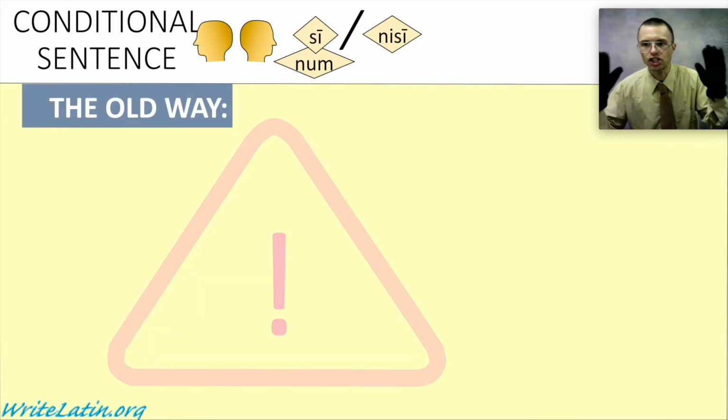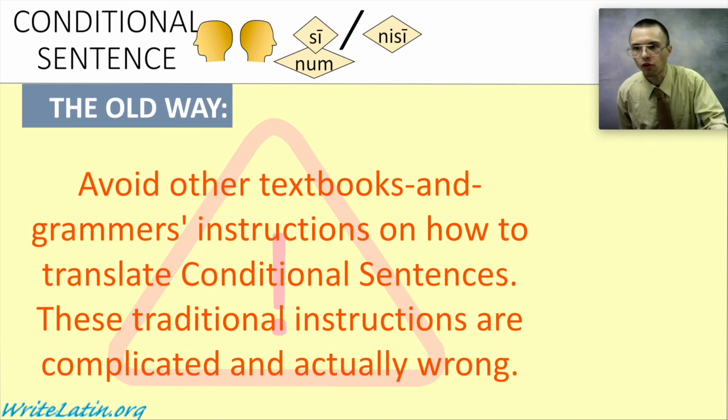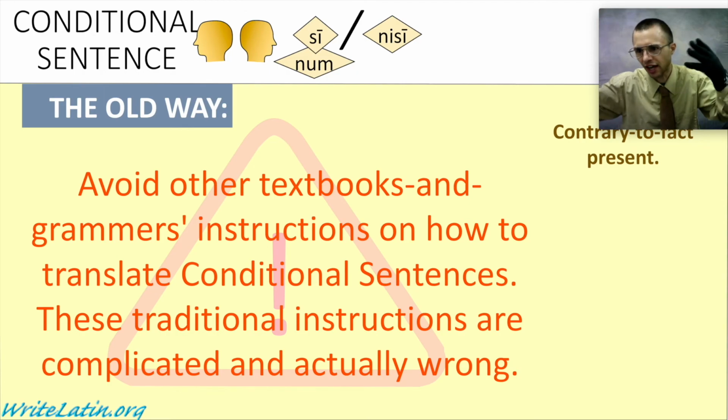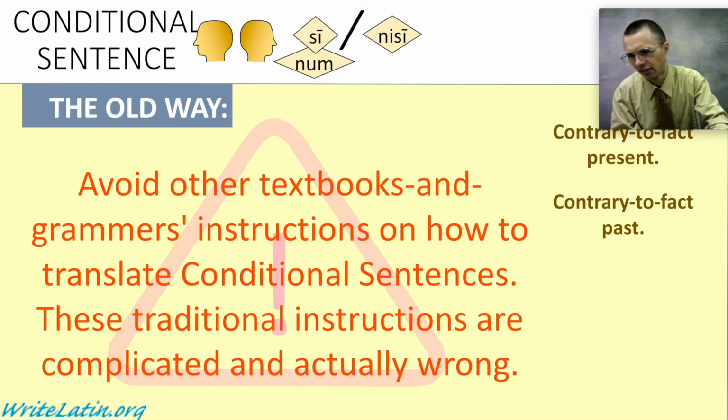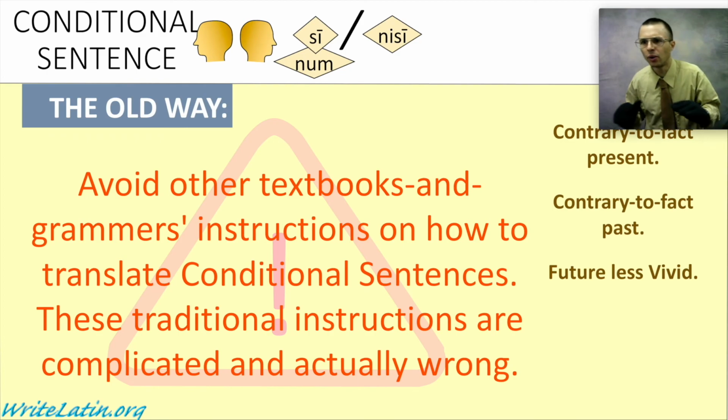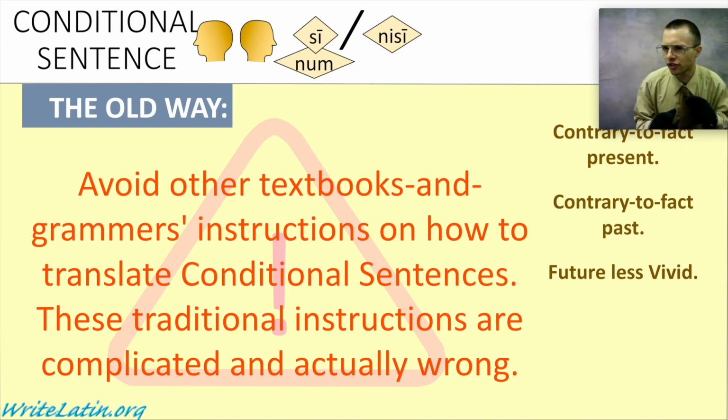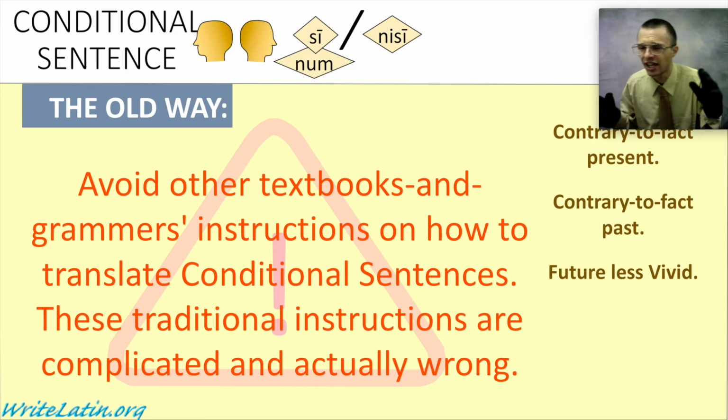All right, so a general warning. Avoid other textbooks and grammar's instructions on how to translate conditional sentences. They are wrong and confusing. And they will label different kinds of conditional sentences as, oh, well, this is a contrary to fact conditional sentence. And this is a future less vivid conditional sentence. And you'll be reading this and think to yourself, oh boy, I need to memorize these terms, and then I need to memorize which ones are future less vivid and which ones are contrary to fact present, and you'll have a conniption trying to figure this out. And it's all unnecessary. You don't need it at all.